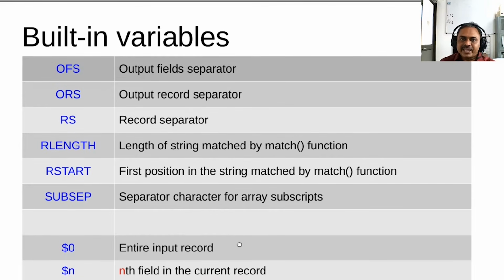And the entire record, as we have just now seen, is available as $0, and then the fields are available as $1, $2, etc. So $10 would refer to the 10th field in the current record that is being processed. These are the only two kinds of variables that have a $. Other variables will not have a $ in front of their name.